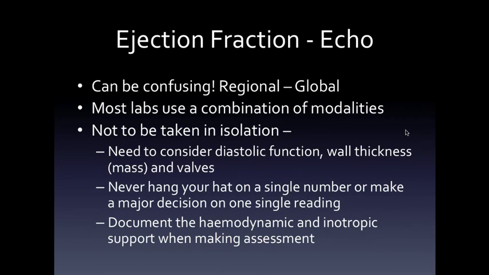It might be a case that the ejection fraction is measured at 50%, but the patient appears to be in cardiogenic shock. Well, yeah, but they're on a bucket of adrenaline, they're on dobutamine. If you dial it down, their EF is actually 25%, and what you're looking at is the stress echo. Never hang your hat on a single number, and I would caution you, if the VTI looks like the cardiac output is 6 litres per minute, please don't just take that as a single number. And it's really important you document hemodynamic support when making assessments.